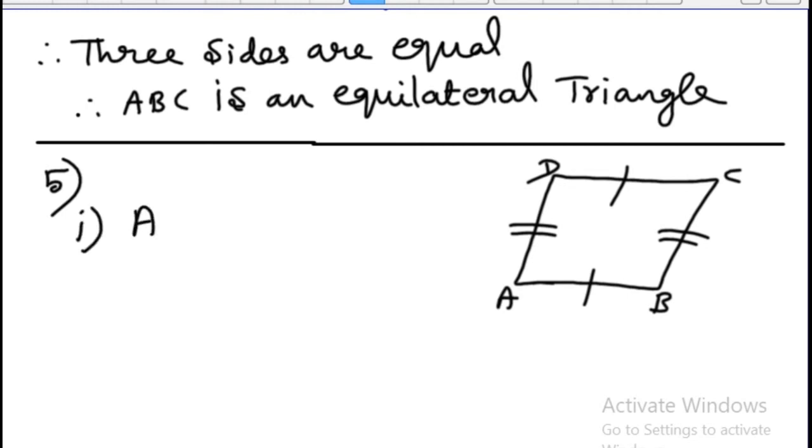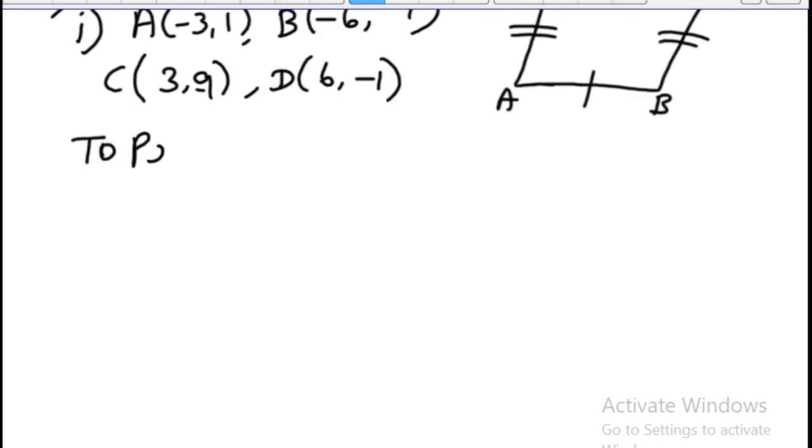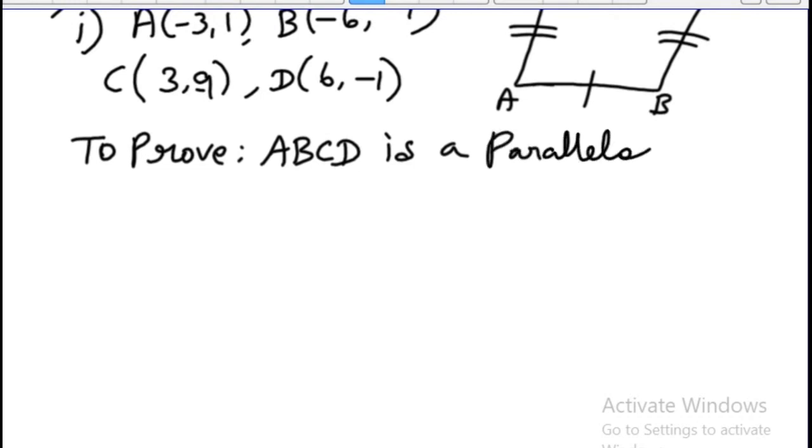The point A is (-3, 1), B is (-6, -7), C is (3, -9), and D is (6, -1). To prove what? ABCD is a parallelogram.